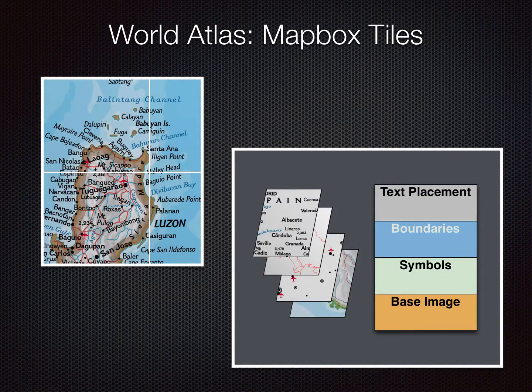Now, we used Mapbox. Mapbox is cloud storage for the vector tiles, although we're not using any of their styles. And each of the tiles comes down as a collection of base images, symbols, boundaries which are invisible but allow for selection, and text placement.